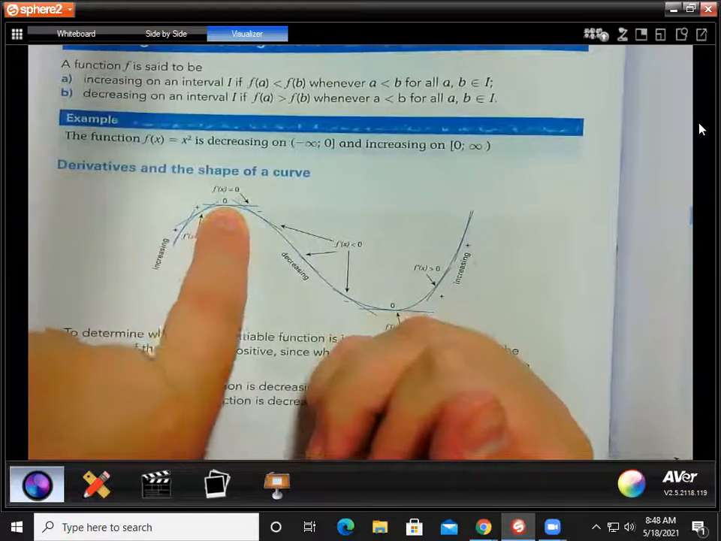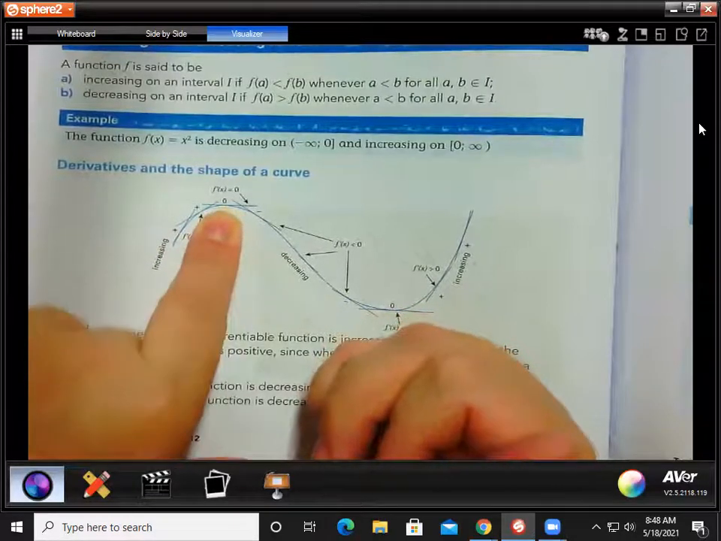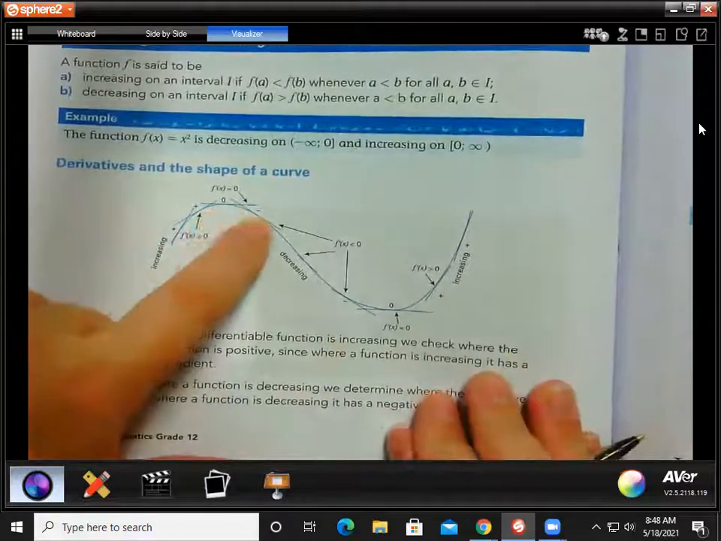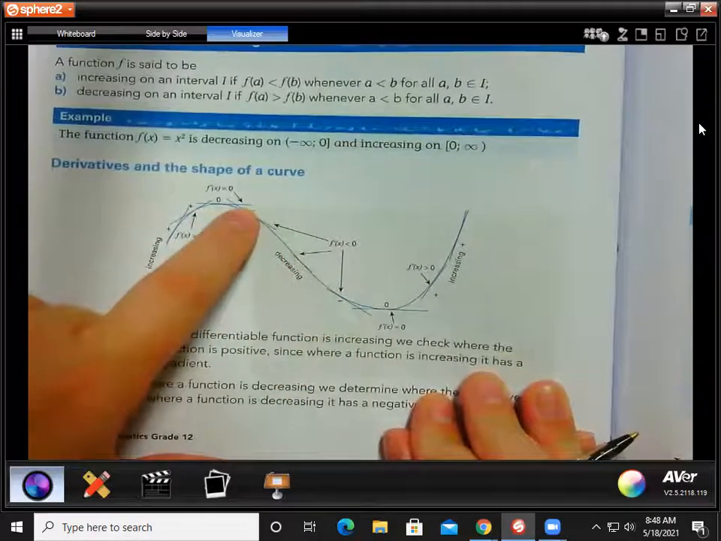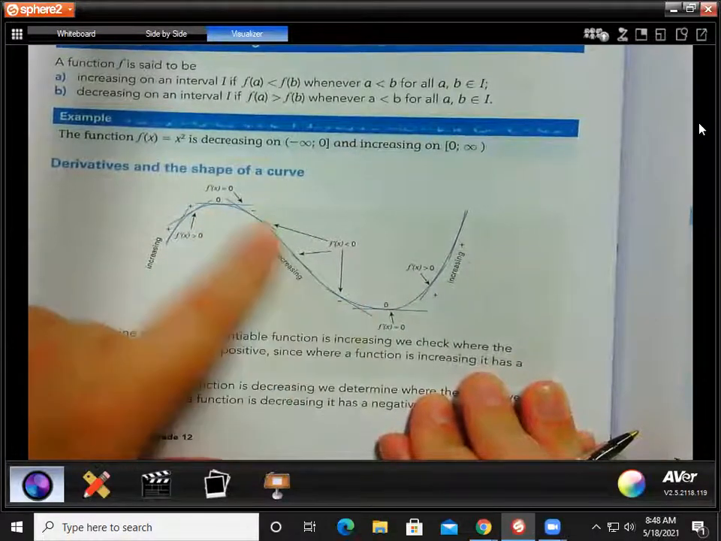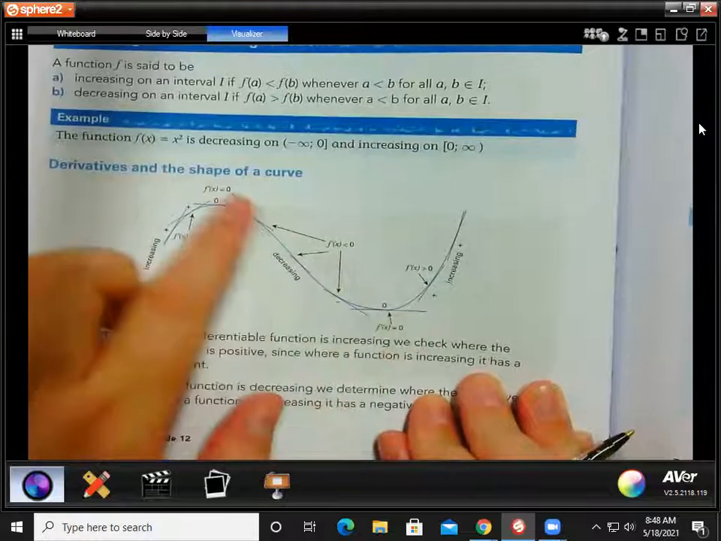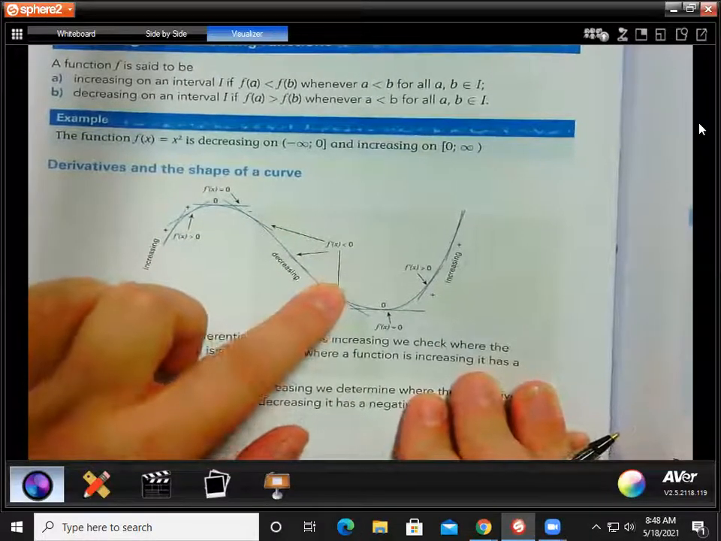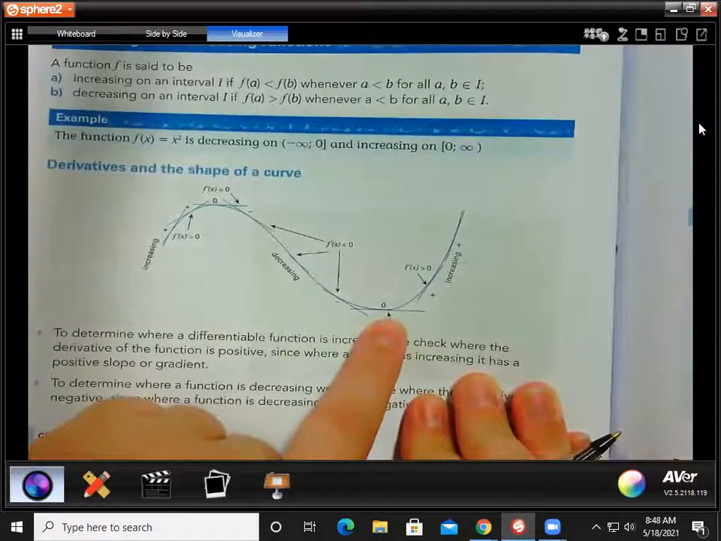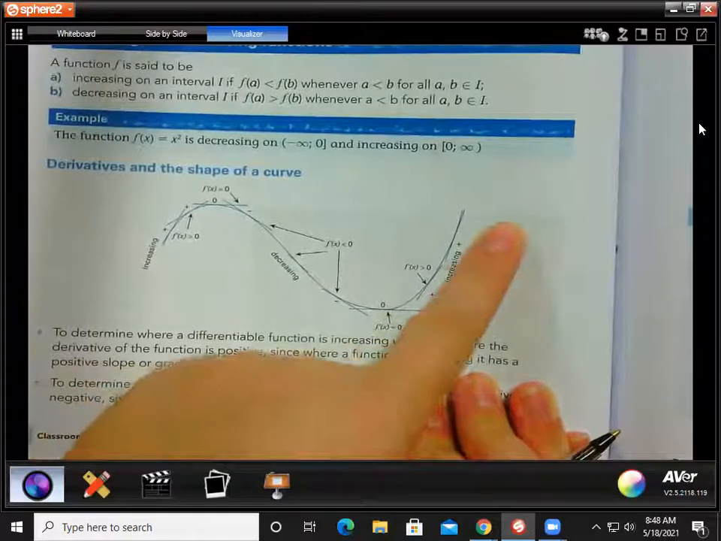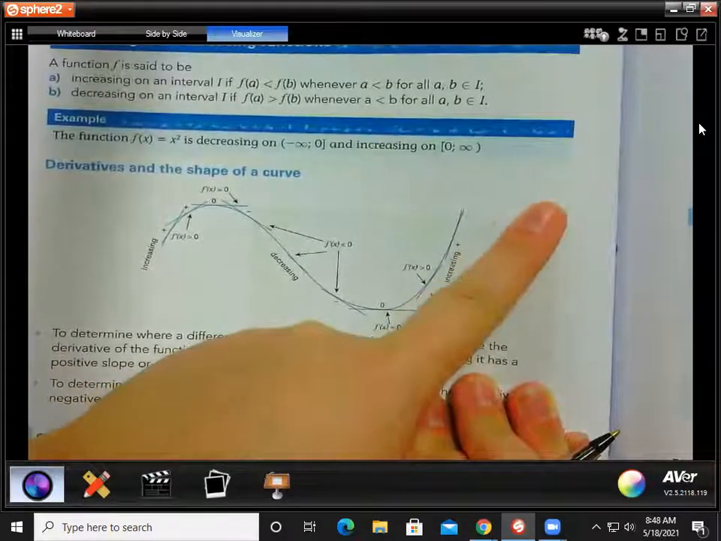At the turning point, what happens to the gradient? It is 0. On this side, now we can see that it's decreasing. So at every point on this part, you would have a negative gradient, a negative derivative. At the turning point again, the derivative is 0. And then there again, it's increasing. So the gradient would be positive.